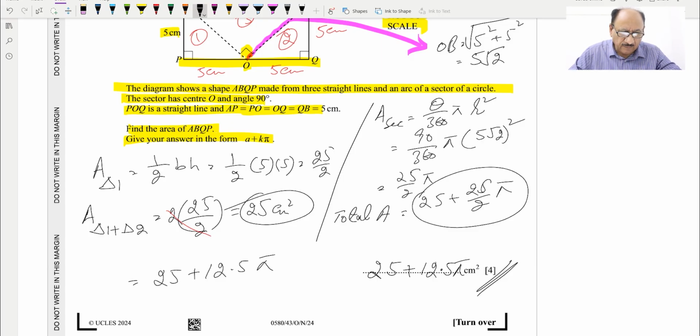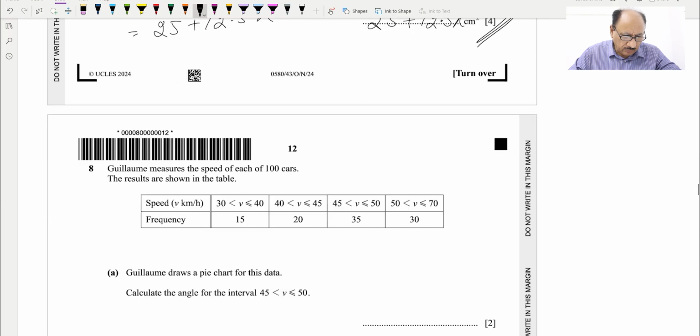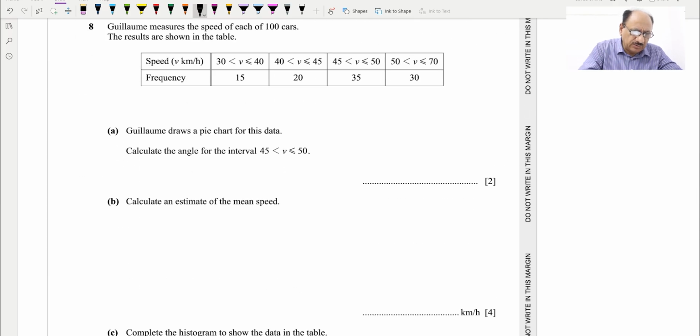This is basically the 4 mark part which we have done. Now we can move to question number 8, and question number 8 says Gulami measures the speed of each of the 100 cars. The results are shown in the table, and Gulami draws a pie chart for this data. Calculate the angle for the interval 45 to 50.